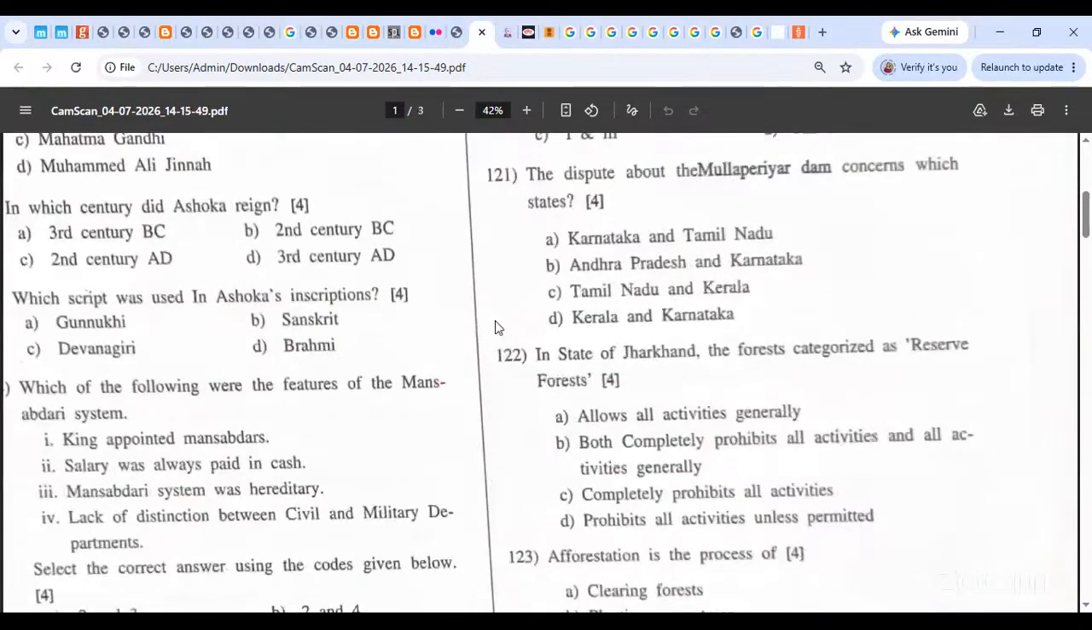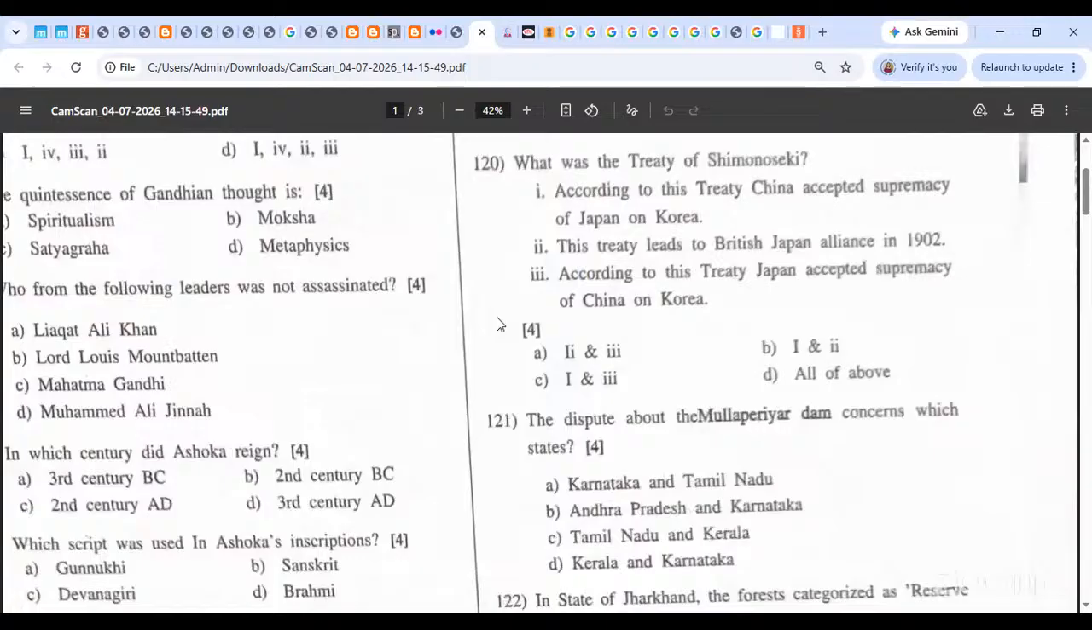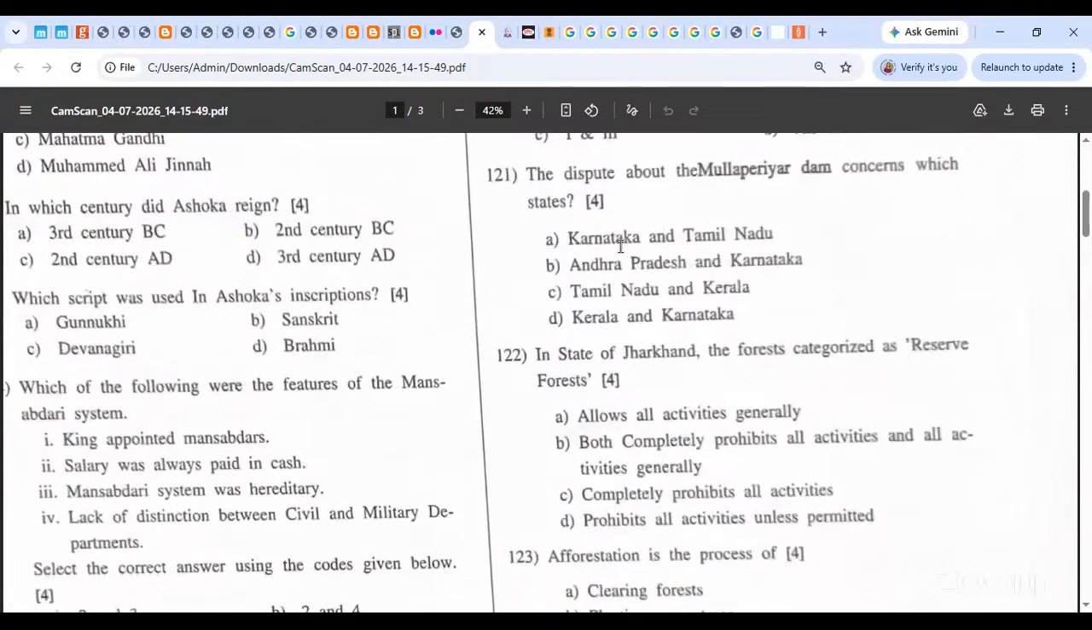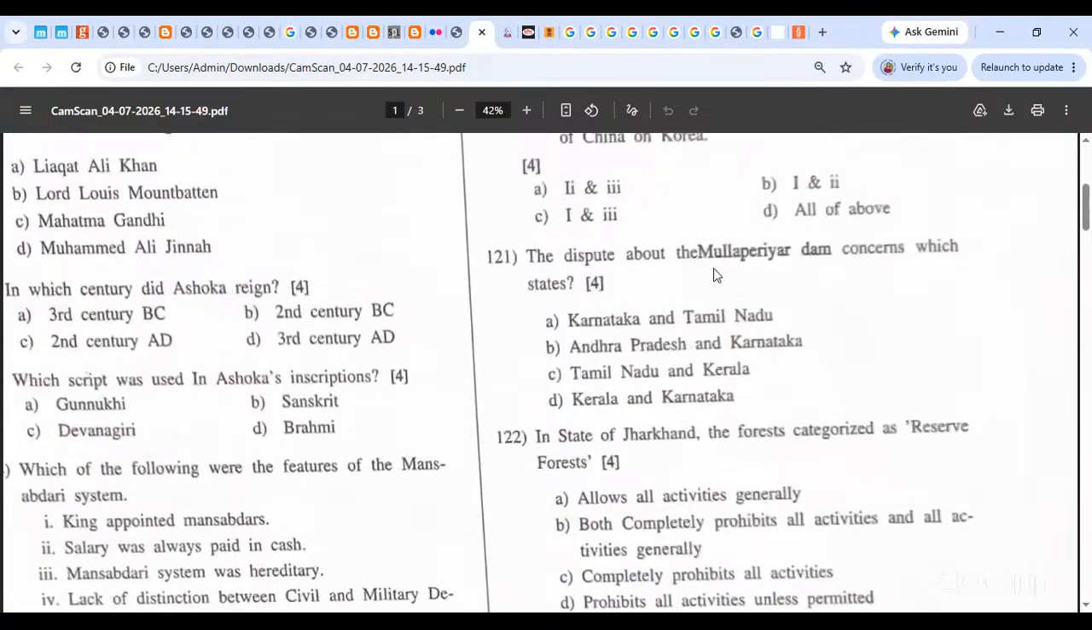Now we will go to the 4th of July paper. Here we are. Question 121. The dispute about the Mullaperiyar Dam concerns which states? Your options are Karnataka and Tamil Nadu, Andhra and Karnataka, Tamil Nadu and Kerala, and Karnataka.